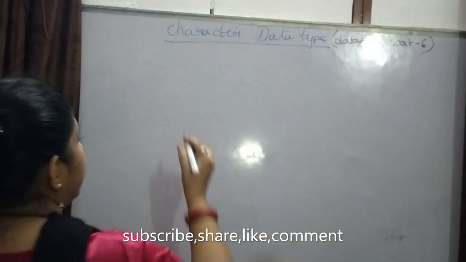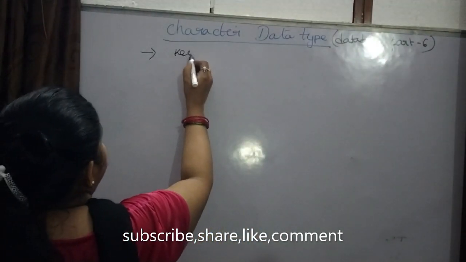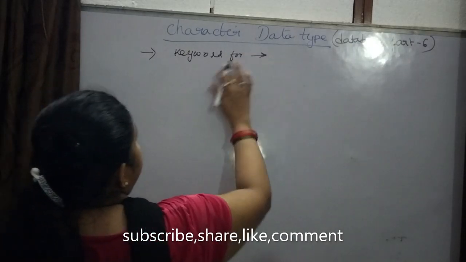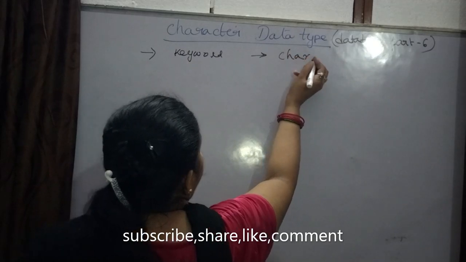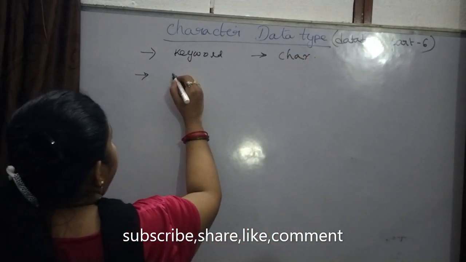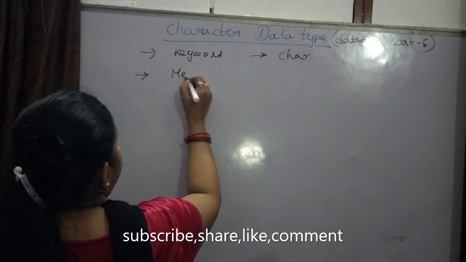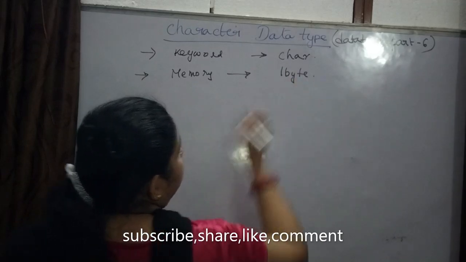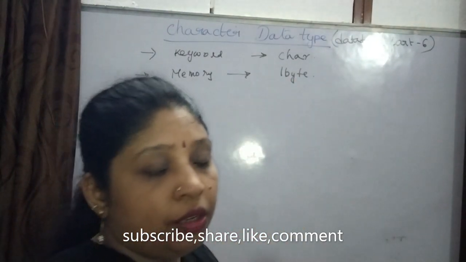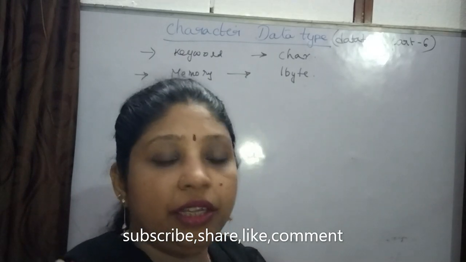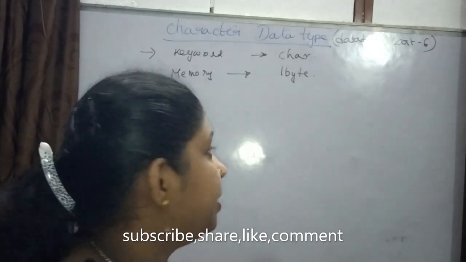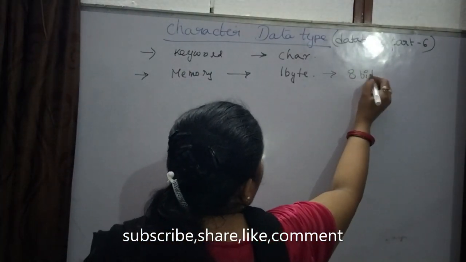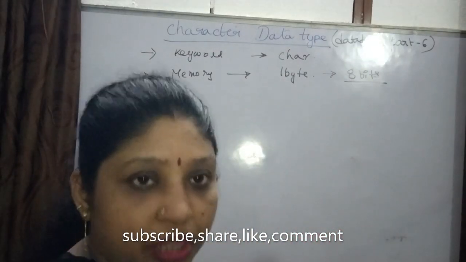So, the character data type. The keyword for the character data type is char. Next, the memory: it takes 1 byte of memory. For integer, it takes 2 bytes of memory, but for char only 1 byte. 1 byte is nothing but 8 bits, so 8 bits of memory is given for char.